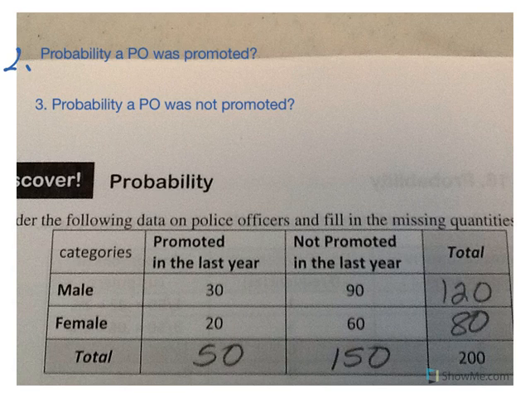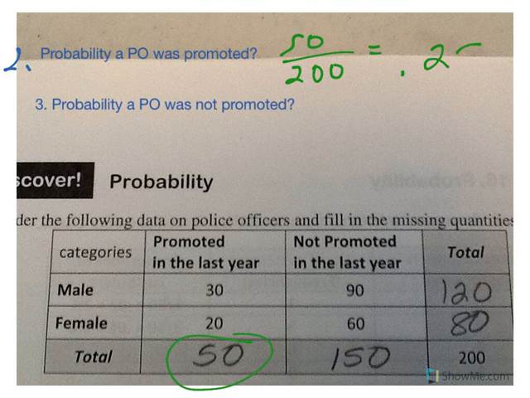Here in number 2, I forgot to put that there first, sorry. Number 2, what's the probability a police officer selected at random was promoted? Well, again, we're talking about all police officers, so my denominator is 200. And how many were promoted? 50. So I would get 50 over 200, or 0.25. So you have a 0.25 chance of finding a police officer that was promoted.